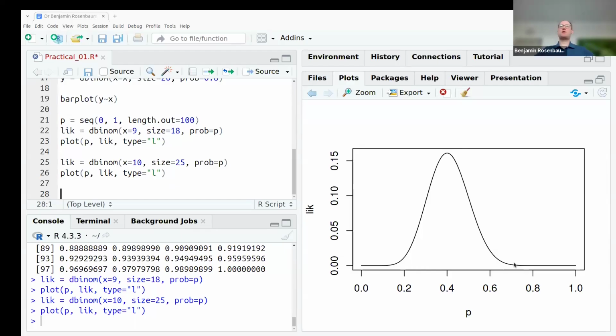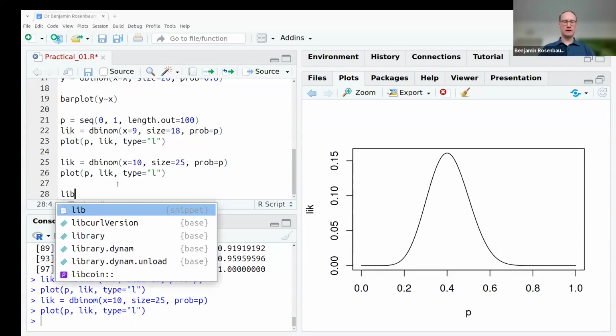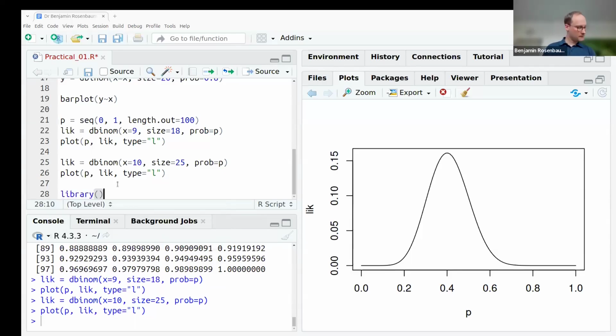This is not a probability distribution, right? A probability distribution must have the property that the area under the curve is equal to 1, which is not the case here. You can check this with a nice little function. It is in the library sfsmisc.